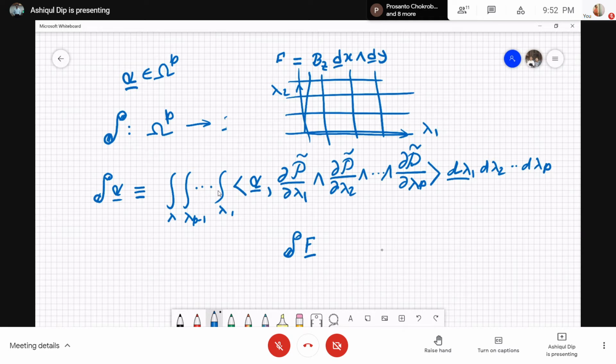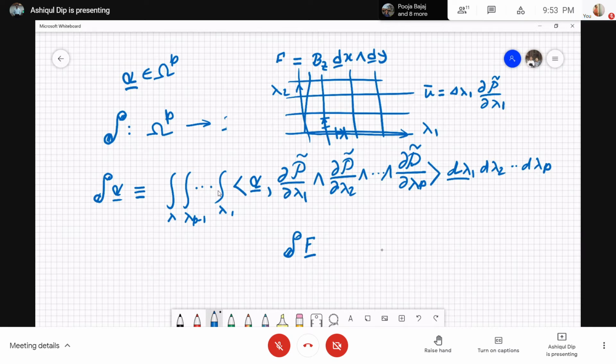Now if you take an infinitesimal vector along this lambda1, which has a magnitude delta lambda 1, then the vector, let's call it u, would be delta lambda 1 times the direction, that is delta p by delta lambda 1. That is your infinitesimal vector. The same thing is true for a direction which is aligned in this way.